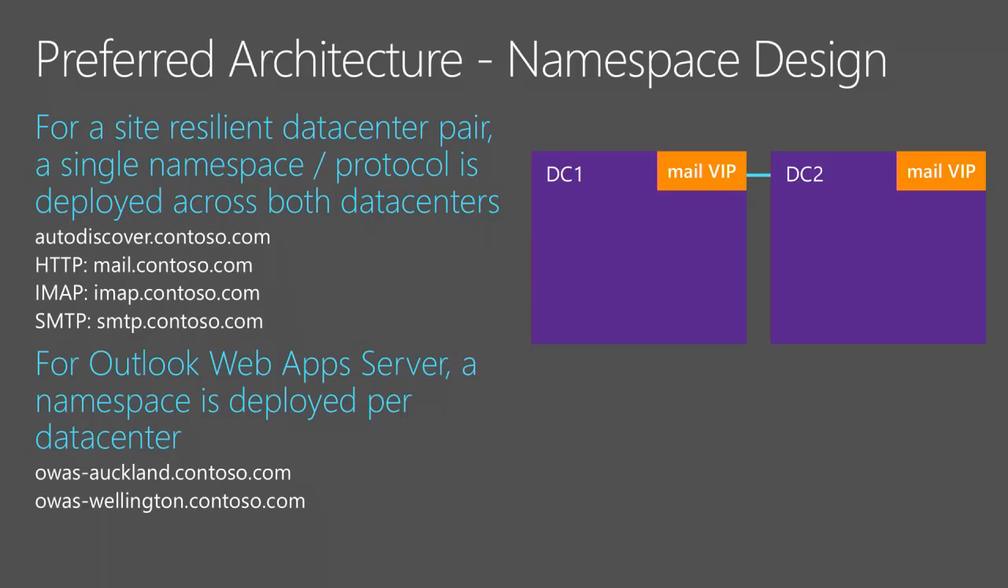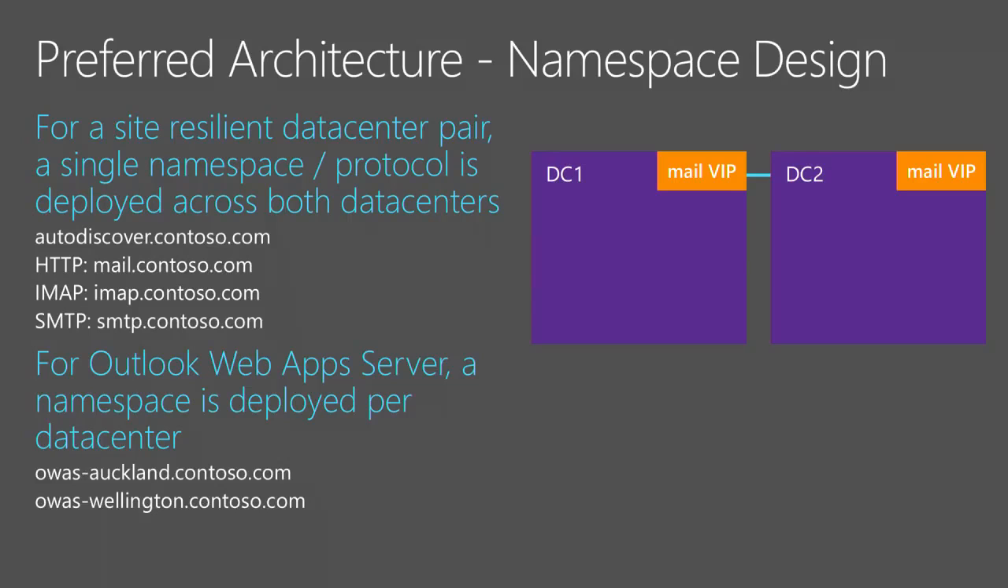It's the same name that they use internally and externally, managed through split DNS, potentially managed through GeoDNS solutions that can direct a client to a closer VIP if you want to control traffic that way. But either way, it's a single namespace per site resilient data center pair. So for every 2 data centers, a single namespace for them for each protocol.